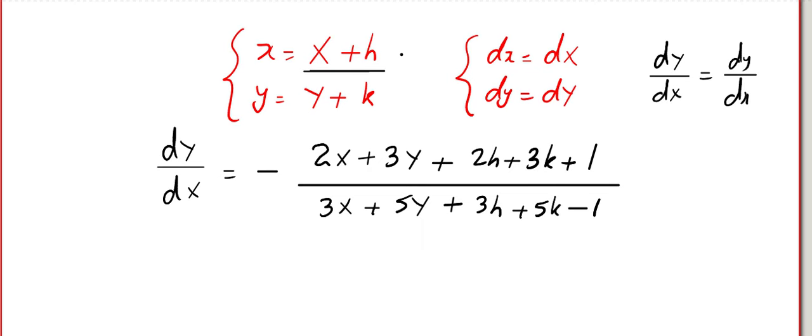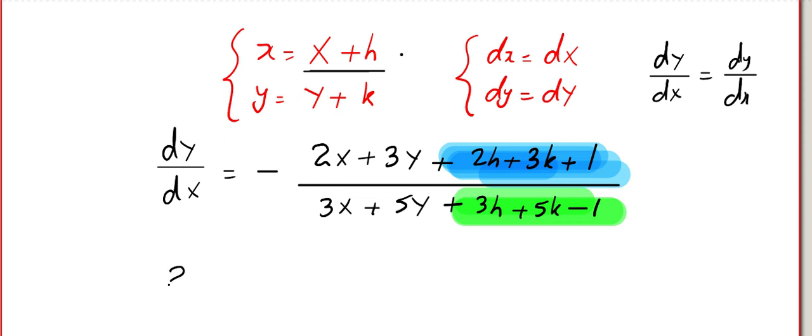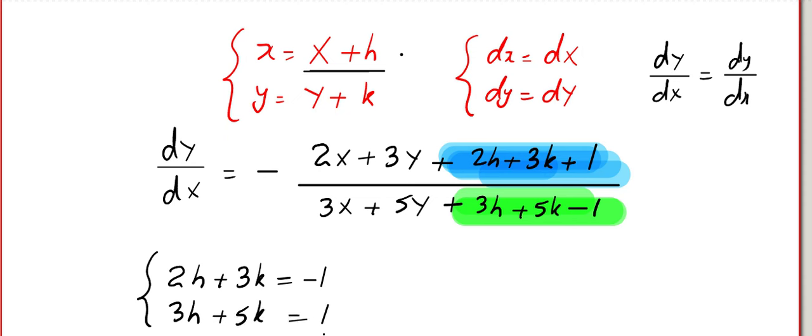And just like the previous problem, I'll color it blue and green. So how do you choose h and k? So right, choose h and k in such a way that 2h plus 3k plus 1 equal to 0 and 3h plus 5k minus 1 equal to 0. Now that's it. You can take a calculator and solve it.